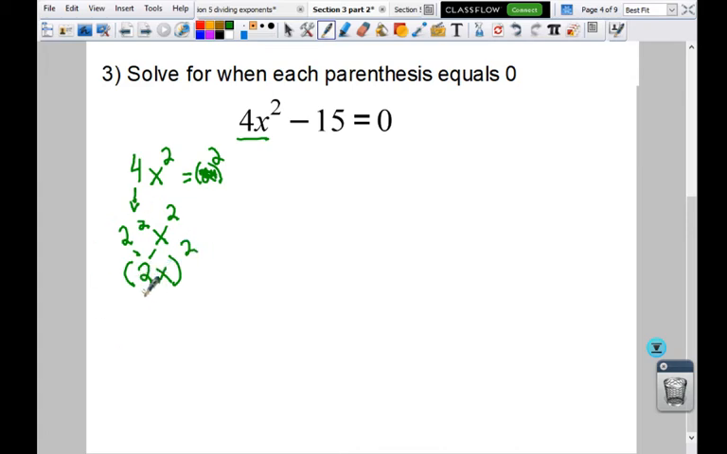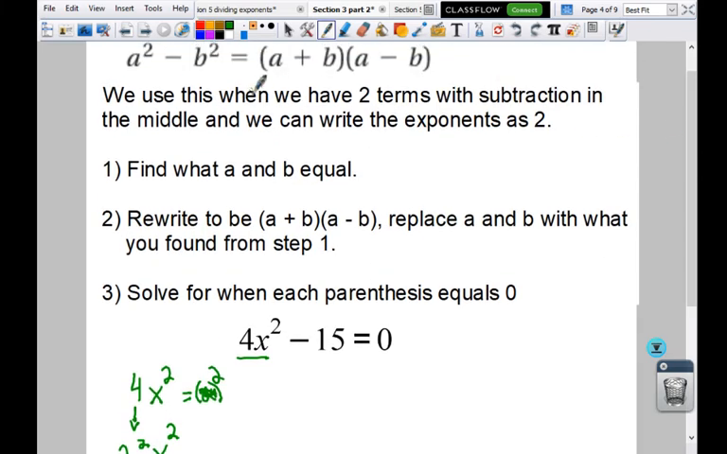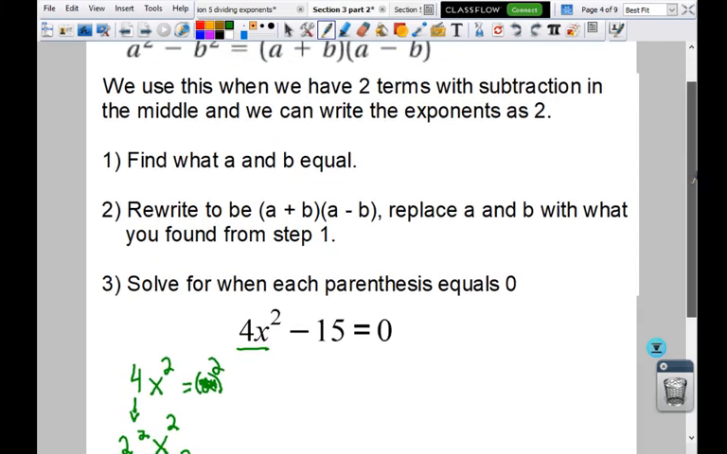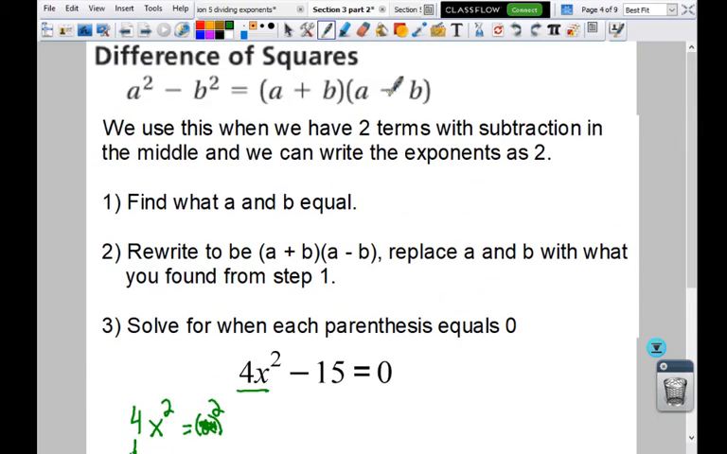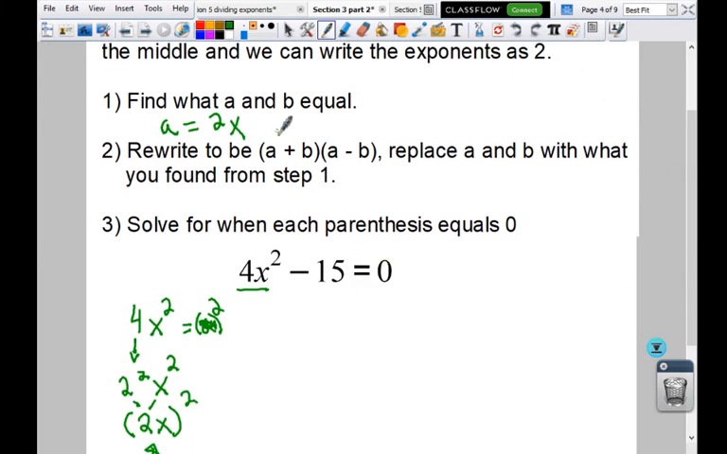I'm going to call this piece in the middle my a. And let me go back up here to my formula. Everywhere I see an a, I'm going to replace it with 2x. So I found my a equaled 2x. I need to do the same thing, but this time my b I'm going to get from this 15. I need to change 15 to be something in parentheses squared.